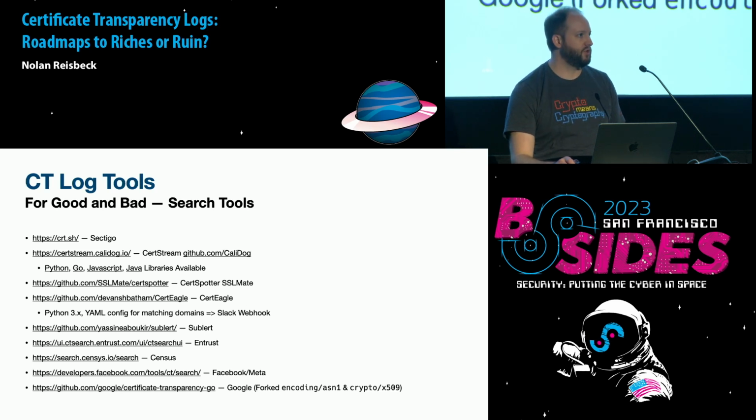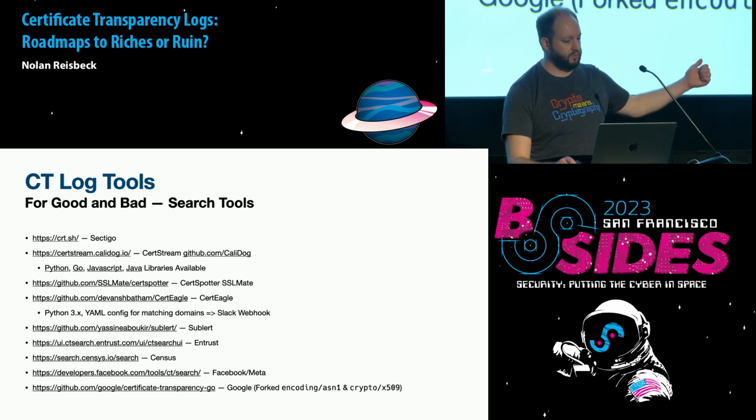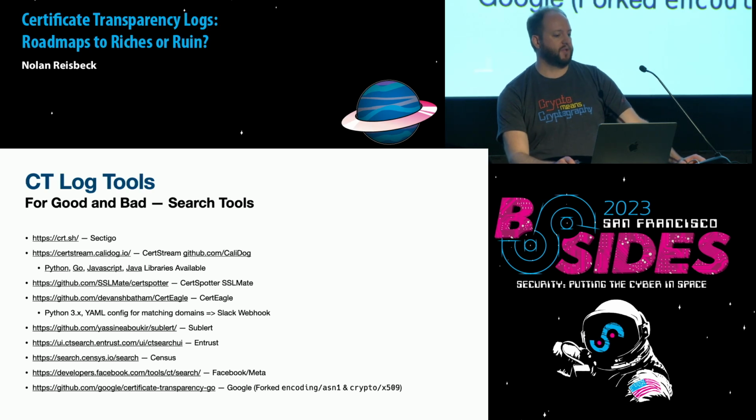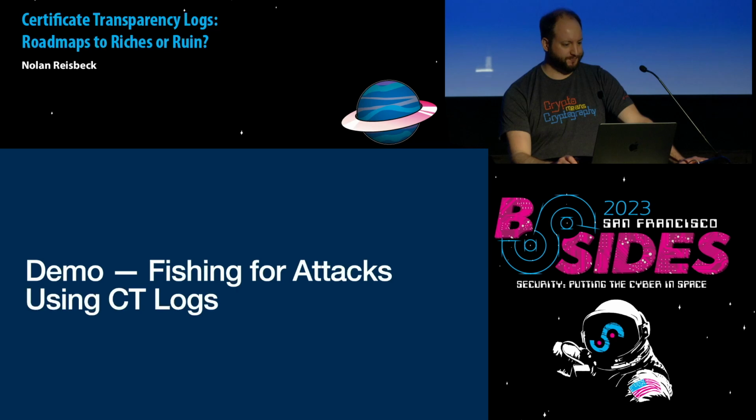Meta has a search. If you own a domain, you can go check, plug your domain in. You can see how many certificates have been issued for your domain. If you'd like to monitor the pre-logs, you'll need to use the Certificate Transparency Log Go library by Google. They forked the Go libraries for ASN.1 encoding and crypto/x509 because the SCTs don't really conform to valid spec, so they had to make some adjustments there.